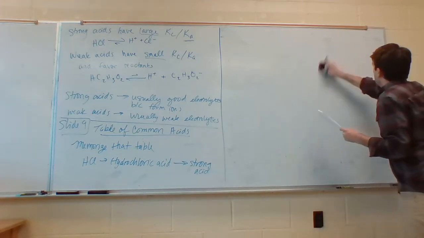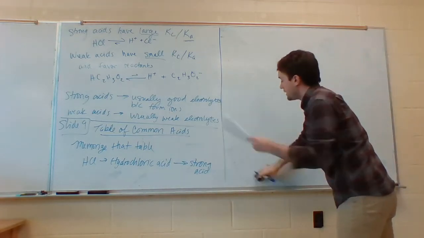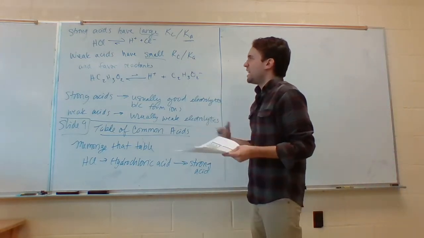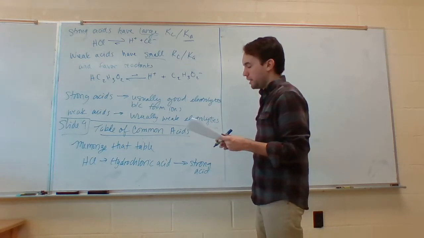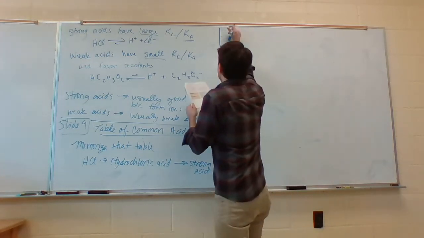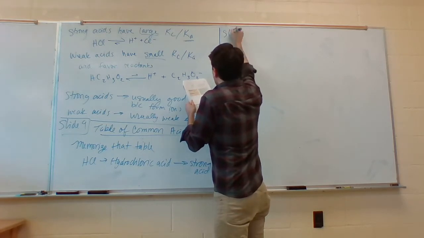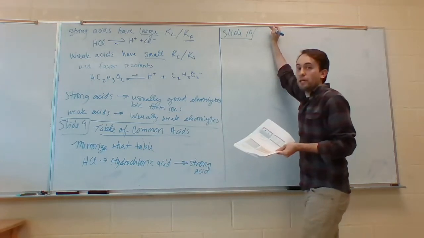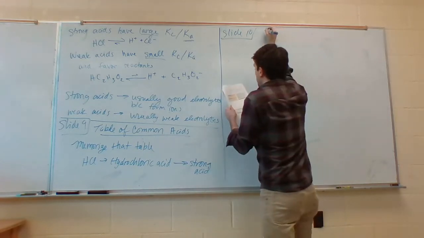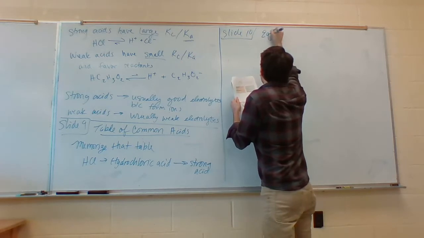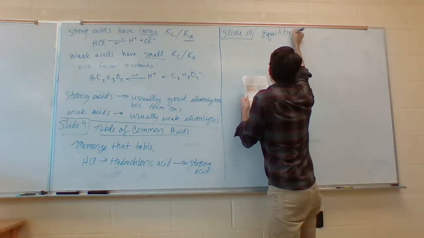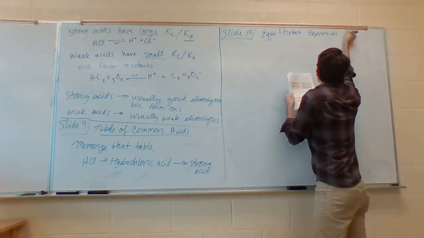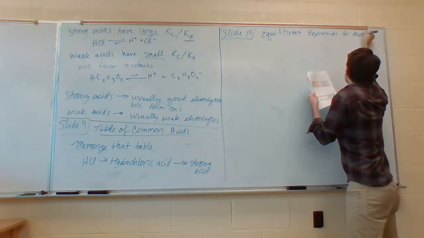Now, as I mentioned, your strong acids dissociate completely, but the weak acids end up forming an equilibrium. Since we're talking about equilibrium, let's look at slide 10. In slide 10, we're going to use some of those ideas that we talked about last chapter and discuss the equilibrium expressions for acids and bases.